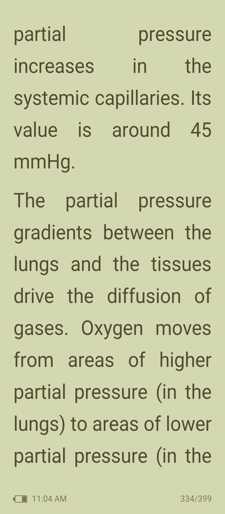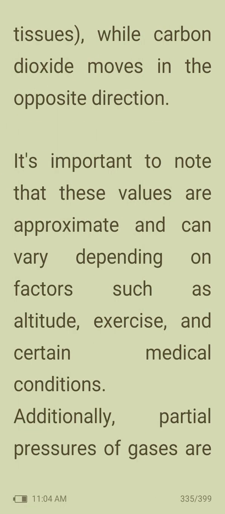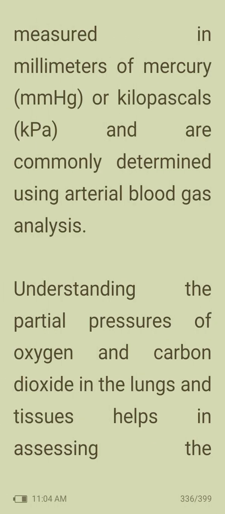The partial pressure gradients between the lungs and the tissues drive the diffusion of gases. Oxygen moves from areas of higher partial pressure in the lungs to areas of lower partial pressure in the tissues, while carbon dioxide moves in the opposite direction. It is important to note that these values are approximate and can vary depending on factors like altitude, exercise, and certain medical conditions. Additionally, partial pressures of gases are measured in millimeters of mercury or kilopascals and are commonly determined using arterial blood gas analysis.